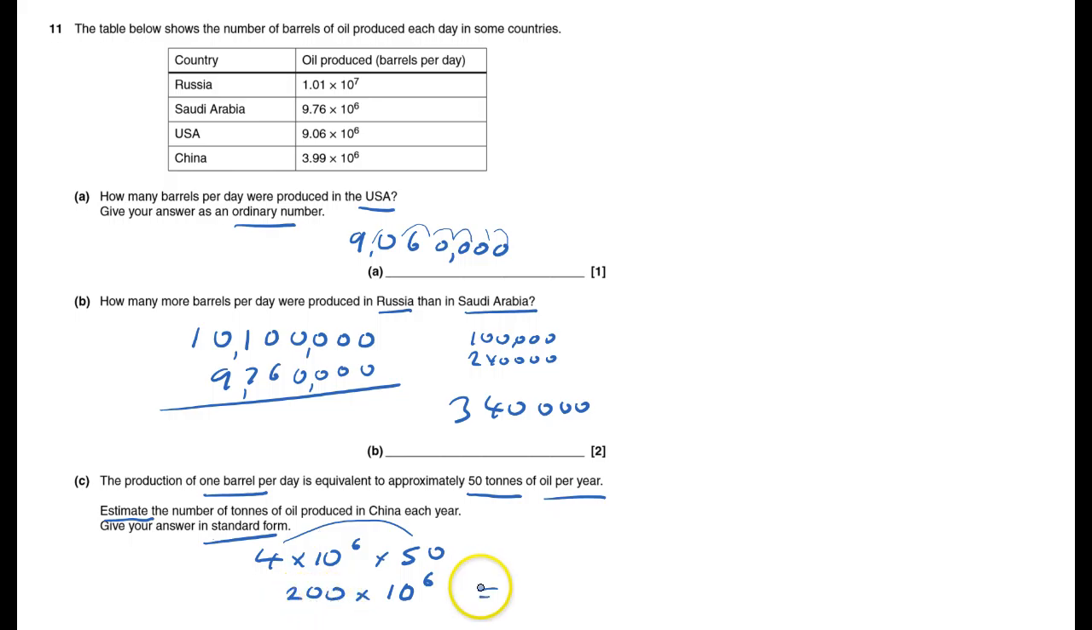I need to write it down as 2 times. I've got to times it by 10 twice here, and then 6 more 10s here. So altogether, I'll be timesing it by 10, 8 times. That is in standard form, and that is the answer. That's question 11 done.